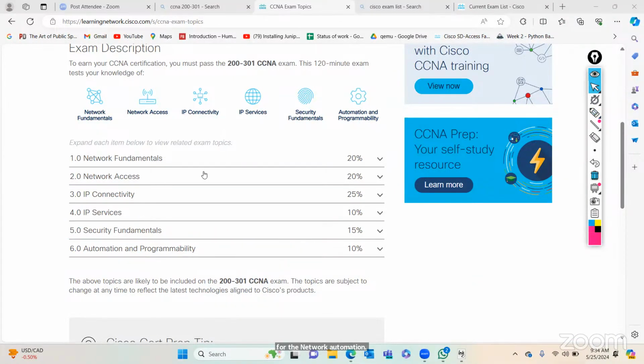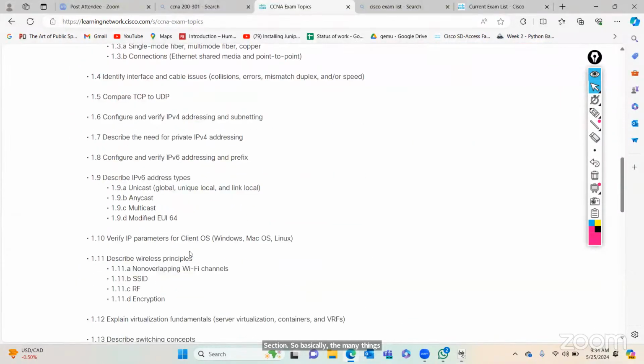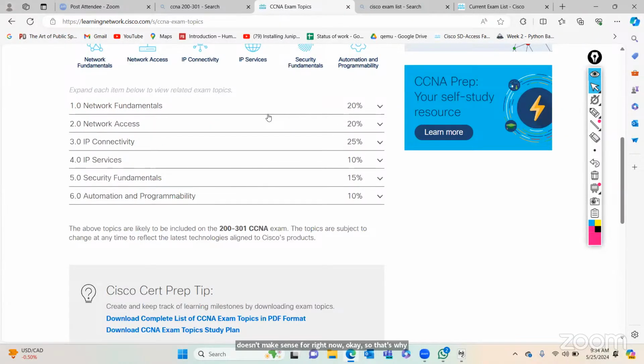We'll say what is exactly inside all these sections. There are many things, guys, which don't make sense right now, so we are not talking about all of them. We will not be covering the CCNA this way, because this is the CCNA way. If I have the first class and then you go to Cisco and start matching, you'd say this thing was not covered. So this is just from the exam perspective.